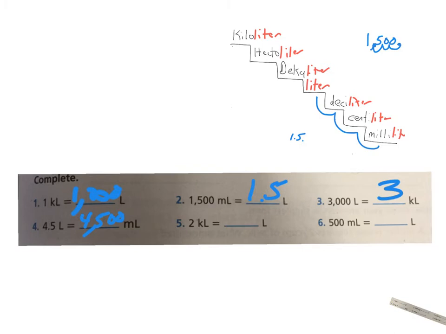From 2 kiloliters to liters. That's going to go 1, 2, 3 to the right. That's going to make it 2,000 liters. That's a comma. And then from 500 milliliters to liters, that's going to be 1, 2, 3 to the left. That's going to be 0.5 liters. 500 milliliters, or half of a liter. All right. That's how we use the metric version, moving the decimal. It's simple. Put the decimal in, move it, fill it in based on where you're going on the chart.